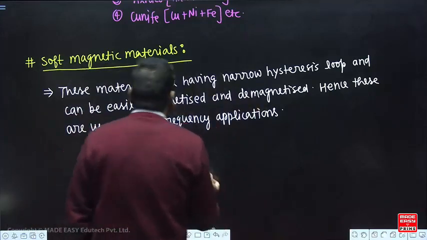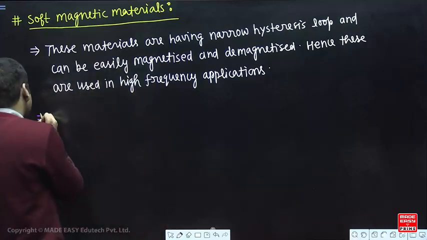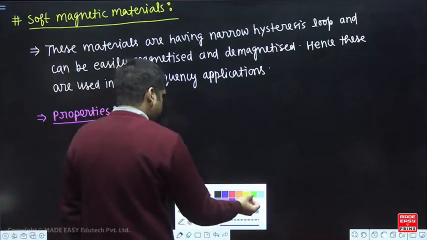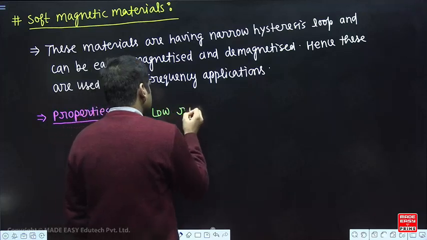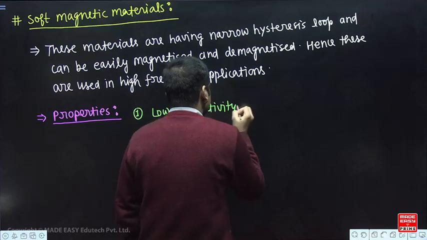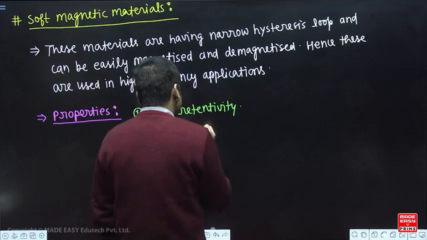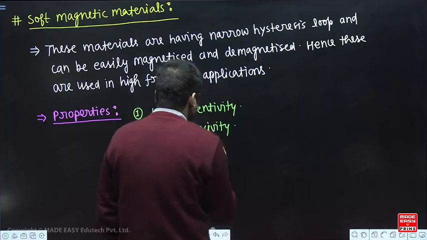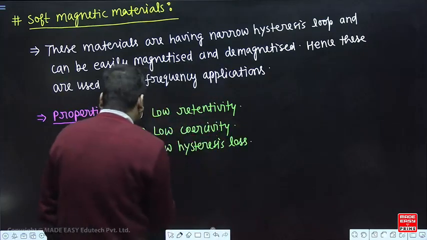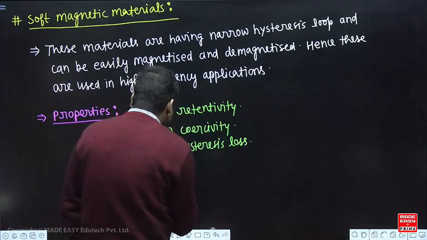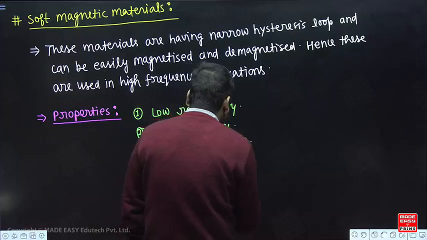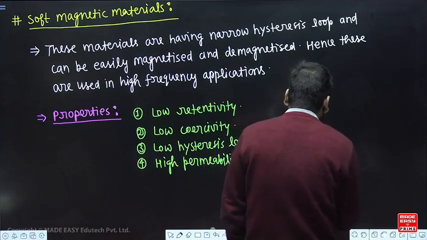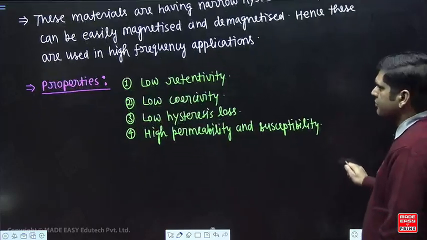इनकी प्रॉपर्टीज के बारे में अगर बात करें तो लो रिटेंटिविटी, लो coercivity, लो hysteresis loss, narrow hysteresis loop है, so high permeability and susceptibility.